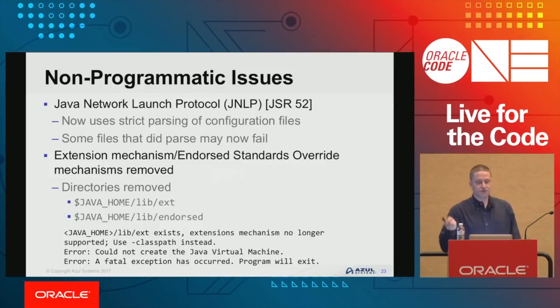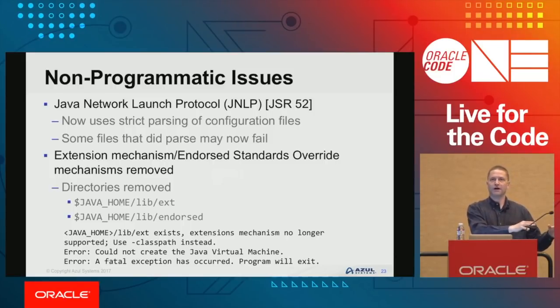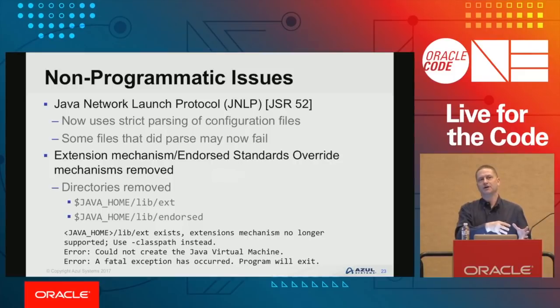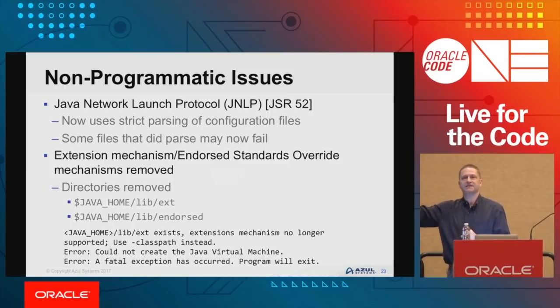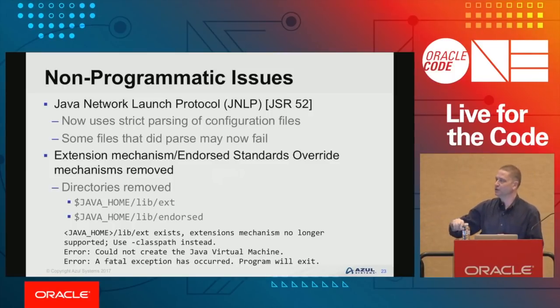The extension mechanism and the endorsed standards override mechanism have both been removed because they were no longer required with the implementation of the module system. But what that does mean is that things like JAVA_HOME/lib/ext and JAVA_HOME/lib/endorsed are no longer used. And in fact, I know I've used the ext library with JNI in the past and put some libraries in there. You can't do that anymore. If you create an ext directory in the Java Home lib and you try and run your code, this will happen. You'll actually get a message that says the extension mechanism is no longer supported, use -classpath instead.